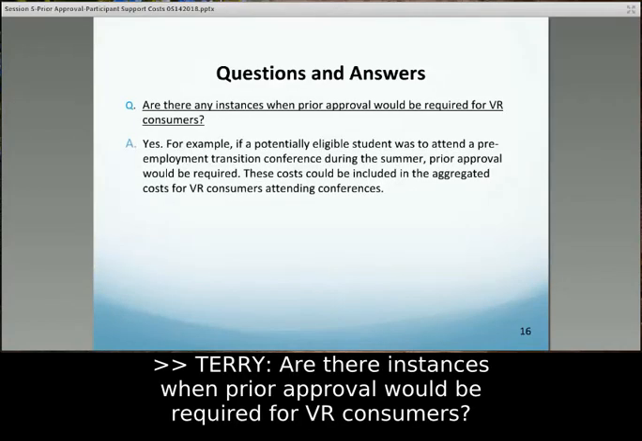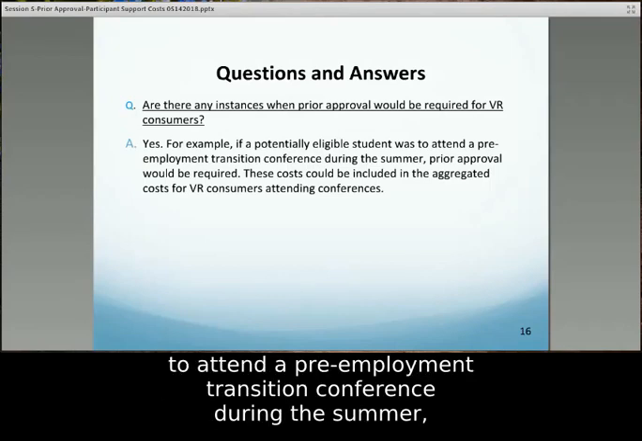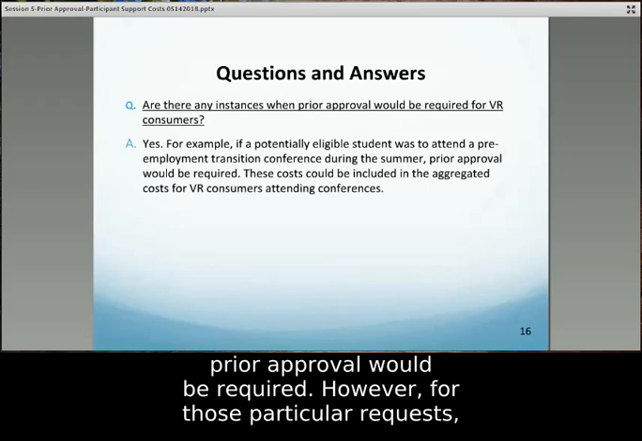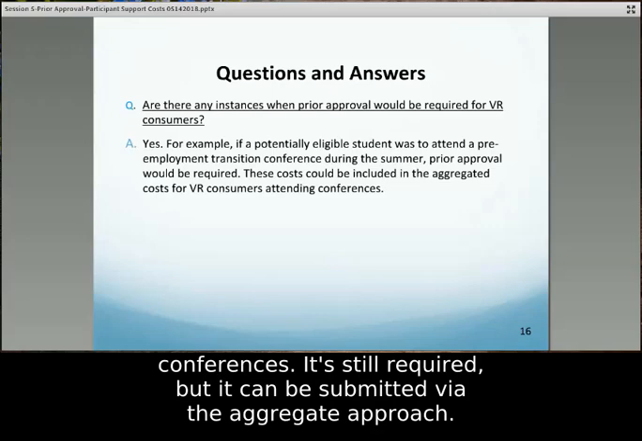Are there instances when prior approval would be required for VR consumers? Yes, there are. An example is if a potentially eligible student were to attend a pre-employment transition conference during the summer, prior approval would be required. However, for those particular requests, that cost could be included in the aggregated cost for VR consumers attending conferences. It's still required, but it can be submitted via the aggregate approach.